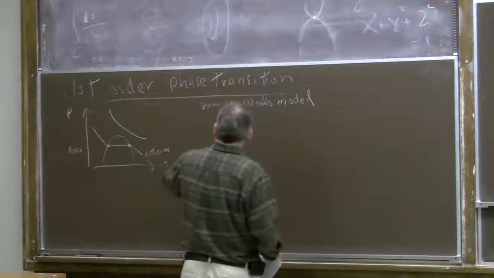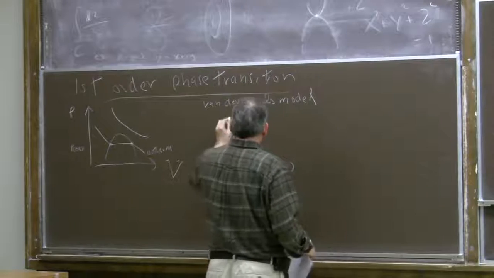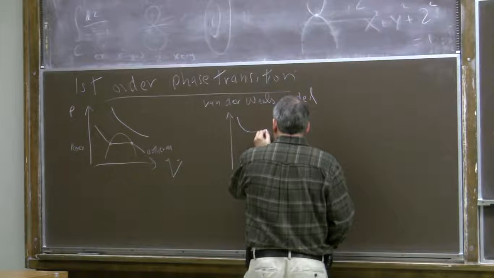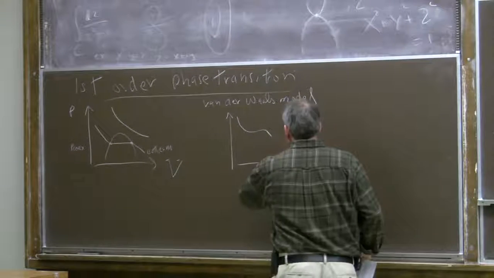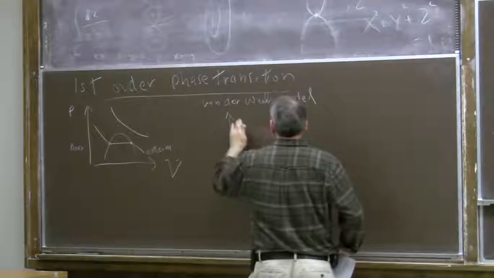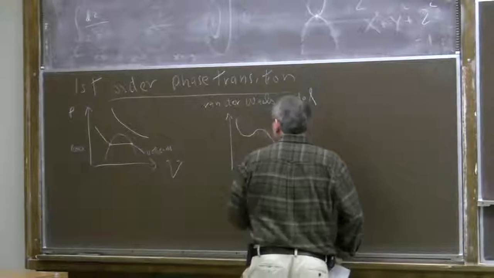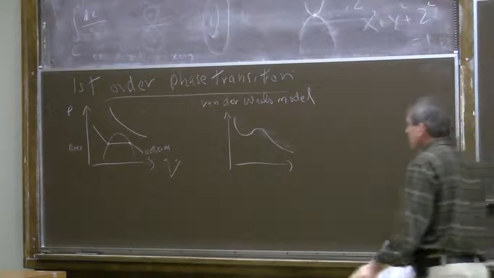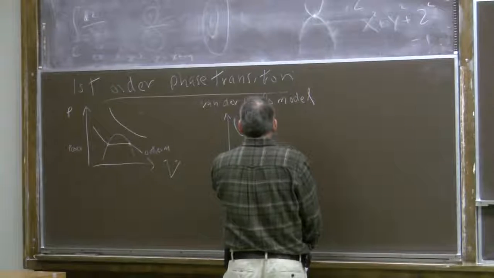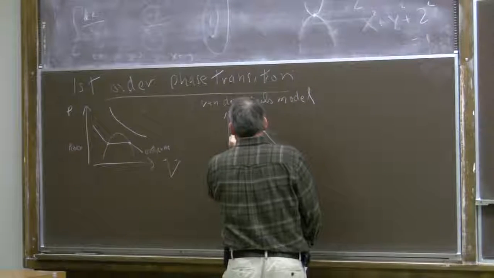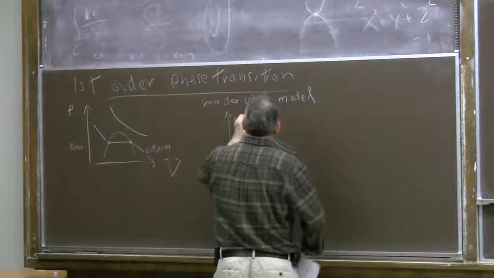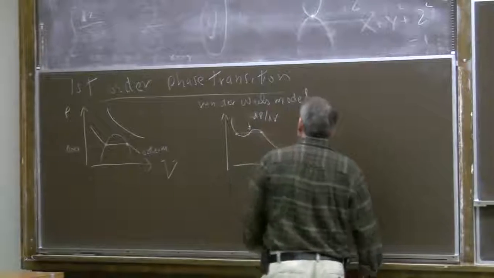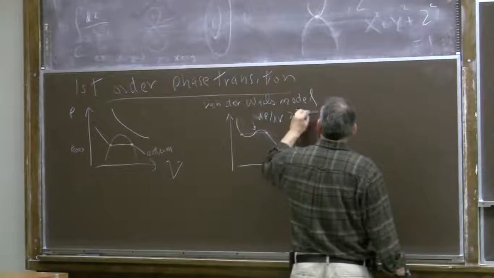So what we actually see in the van der Waals equation for the isotherms, maybe I should make it exaggerated a little more, for the isotherms with the temperature below the critical temperature, is that the pressure as a function of the volume is not monotonic. And we said the right way to interpret that is that this region where dP/dV is positive, where the compressibility is negative, indicates an instability.